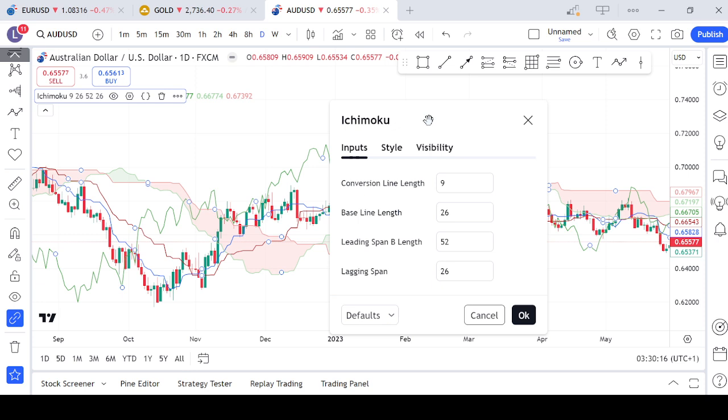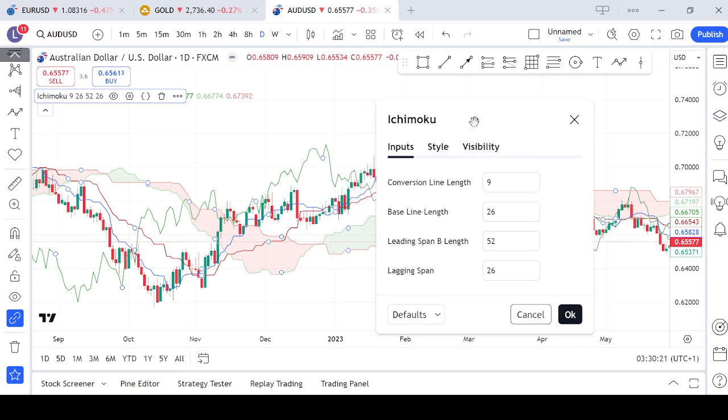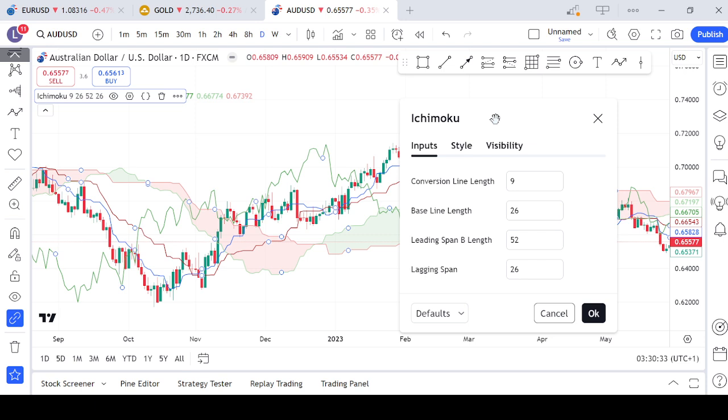The first one is the Tenkan Sen, which is the conversion line, and it's a short-term trend indicator. It is calculated as the midpoint of the 9-period high and low. And the next is the Kijun Sen, which is the baseline and is a longer-term trend indicator computed as the midpoint of the 26-period high and low.